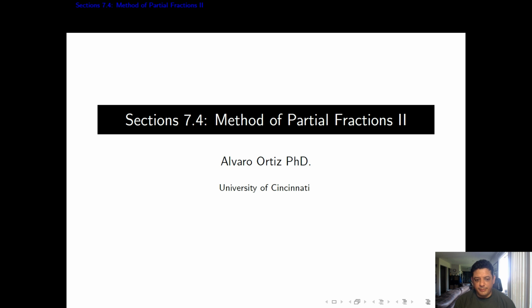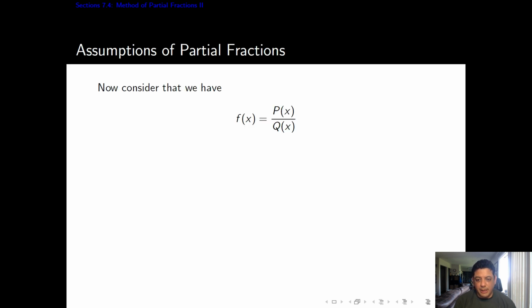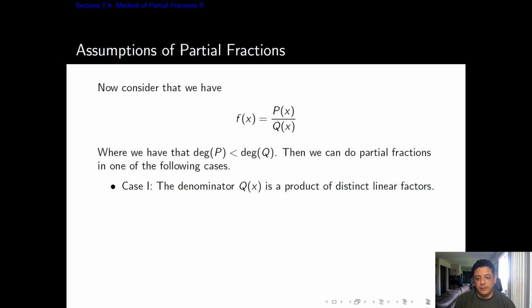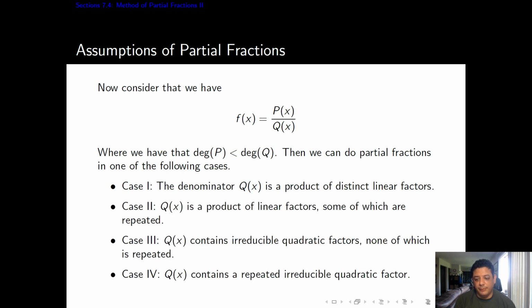Now let's continue with the method of partial fractions. So before we were doing the assumptions of the partial fraction, where we have a function that can be seen as two rational functions, p over q of x, where the degree of p is less than the degree of q, p and q being polynomials. We had a couple of cases that we explored before.